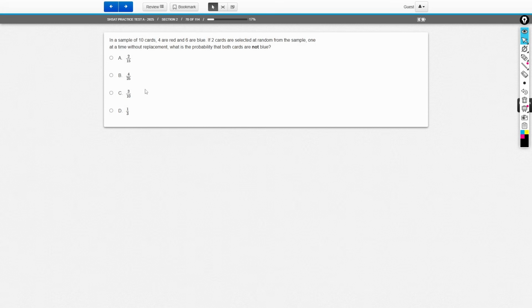All right. In a sample of 10 cards, there's 4 red, 6 blue. And if 2 cards are selected at random, 1 at a time without replacement, what is the probability that they're not blue? So remember that probability is part over whole. The part is what you want to happen. So if I have 10 cards, that's my total, right? In total, I have 10 cards that I can choose from.